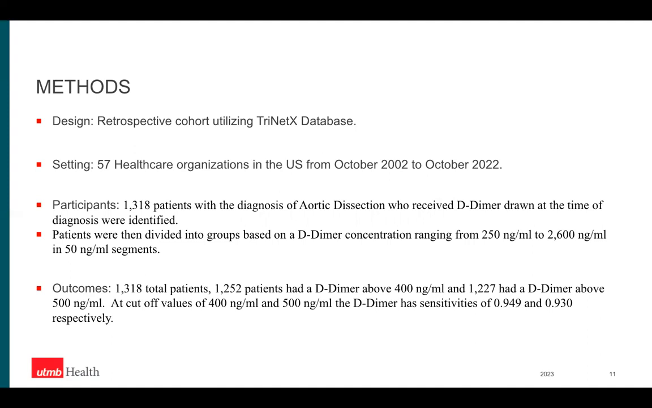These patients were then subdivided into groups from 250 nanograms per milliliter levels of D-dimer to 2,600 nanograms per milliliter levels for D-dimer, and they were subdivided into 50 nanogram per milliliter segments. We found that of the 1,318 patients, 1,252 patients had a D-dimer above 400, and 1,227 had a D-dimer above 500. This gave the 400 nanogram per milliliter cutoff a sensitivity of 0.949, and the 500 nanogram per milliliter cutoff a sensitivity of 0.93.